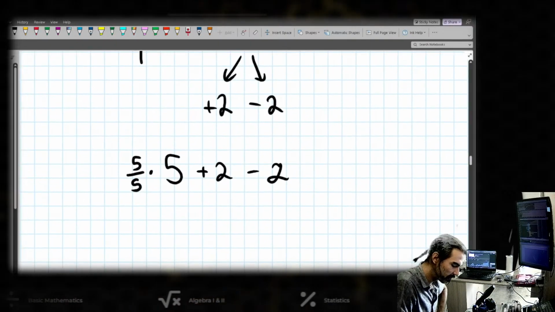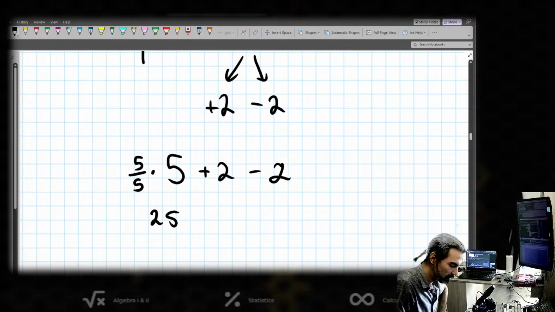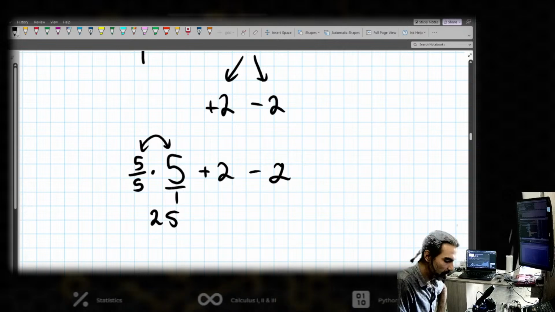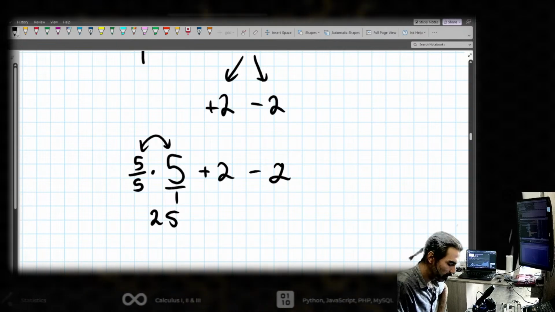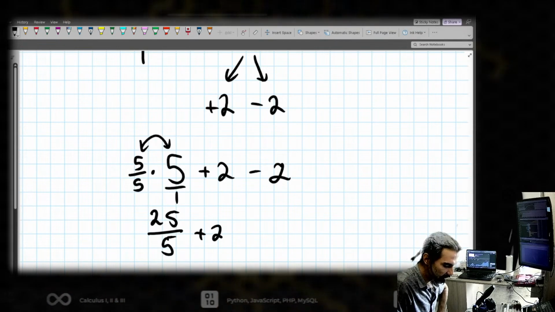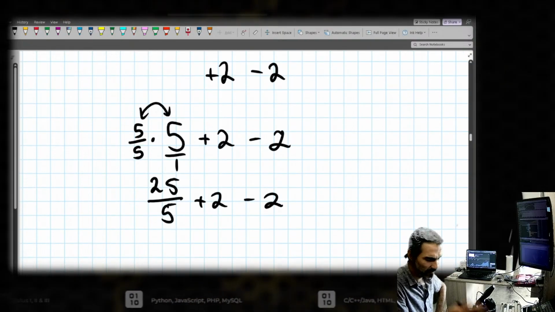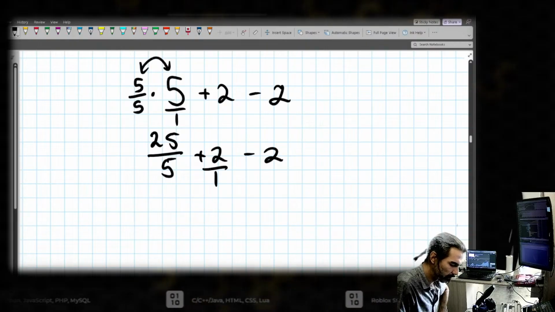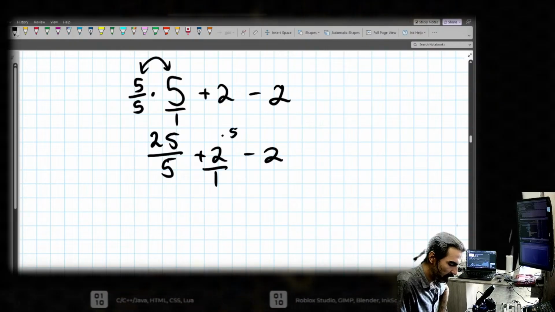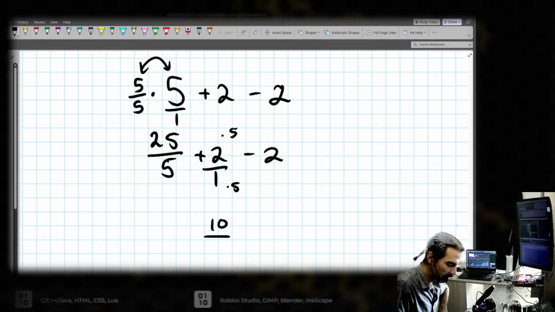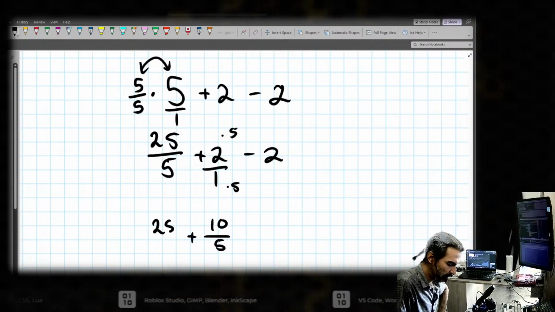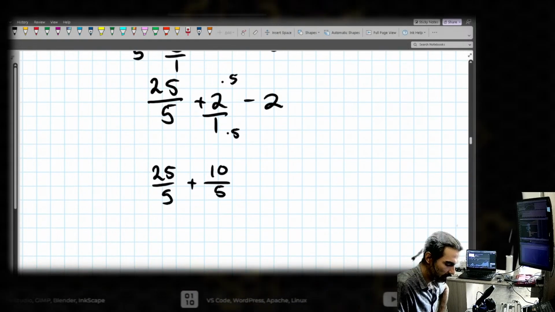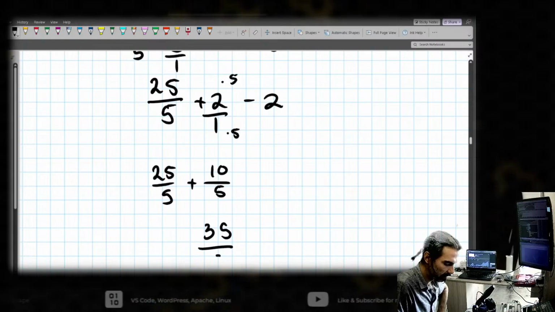So now I can do 25, multiply the 5 in tops, right, over 1, because the invisible 1's at the bottom. Then we have 25 over 5. You add the 2 minus 2. And instead of putting those 2's together to a 0, we're going to put this over a 1. Multiply the top by 5, bottom by 5. We got 10 over 5. Add it with the 25 over 5. And that'll be 35 over 5 minus 2.